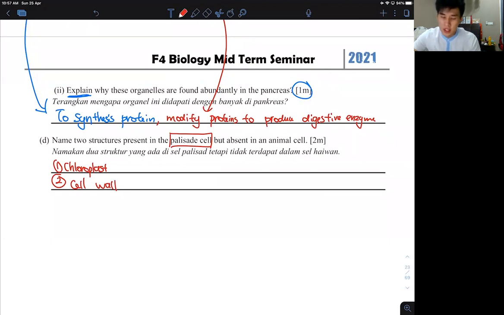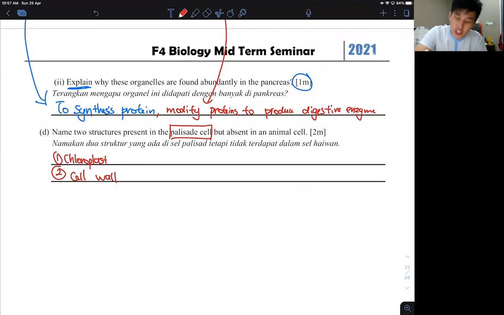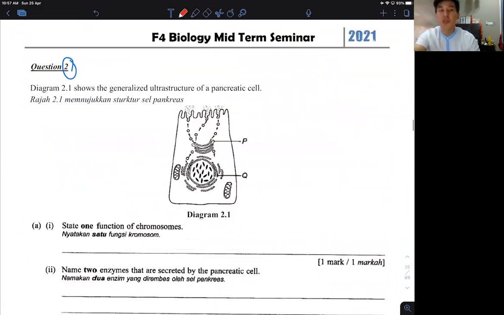Come, let's try another one. So let's look at question two. Will vacuole be accepted? You can write vacuole, but try to include the word large vacuole. To be safe, I will not use vacuole, because in Form Four, we do mention that certain animal cells have vacuoles. So it's better not to write vacuole. It's better to write chloroplast, cell wall, the more obvious ones.